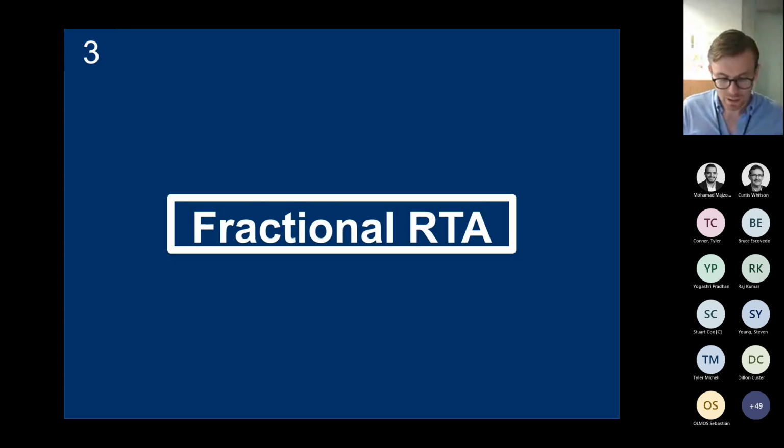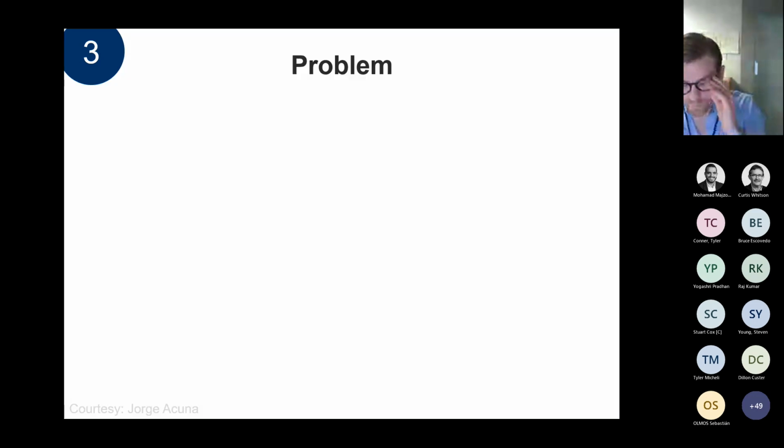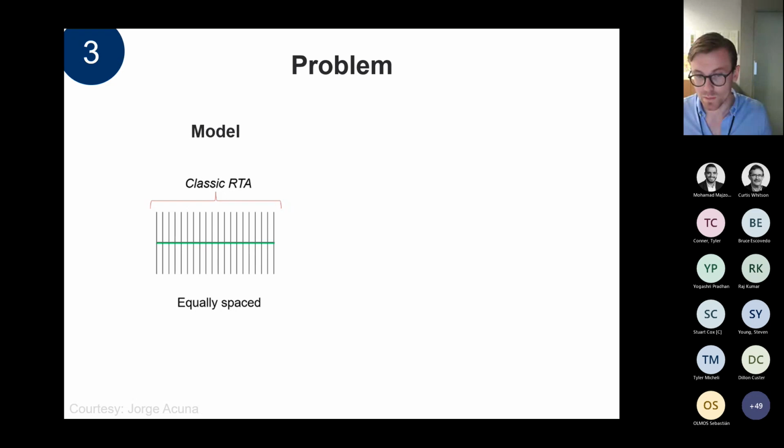The last new technology that I guess we're excited about, and that solves something inherent, is this topic of fractional RTA. And in short, the problem that it addresses is that all classical RTA methods, analytical and numerical, assume equally spaced fractures. What does that mean in general?